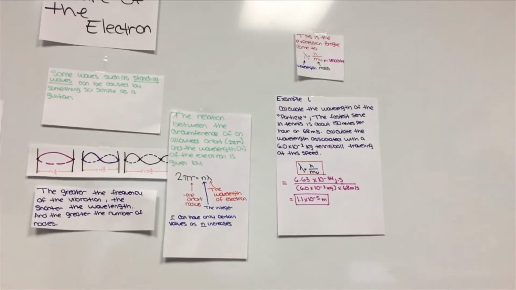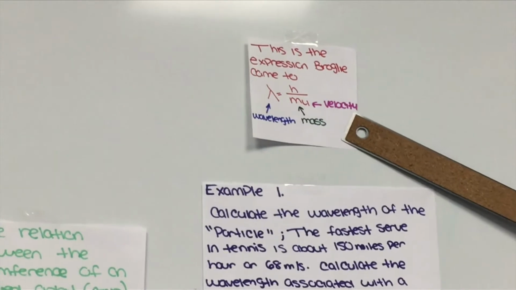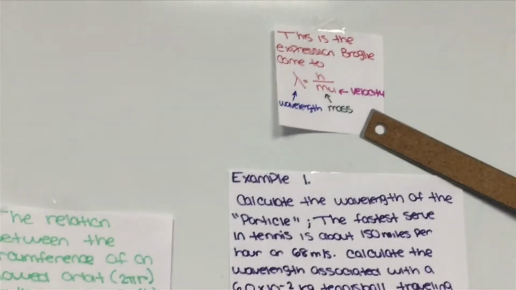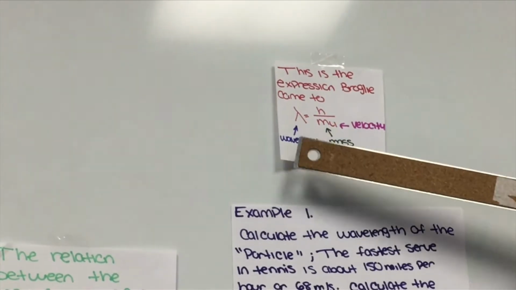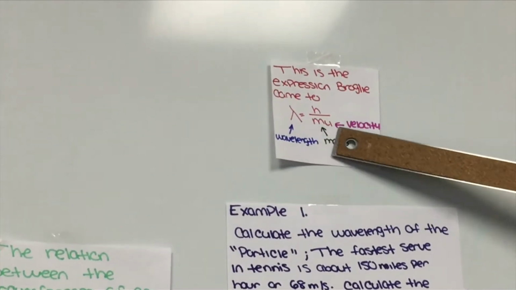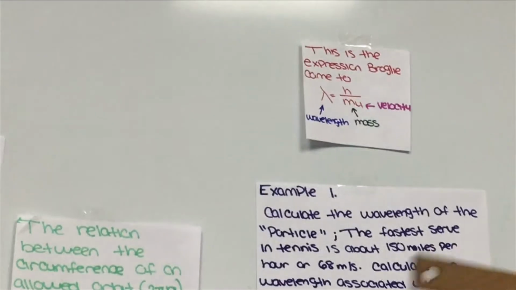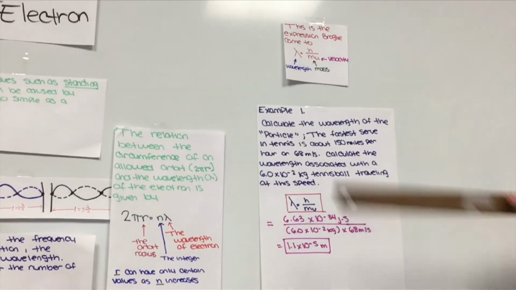De Broglie's reasoning led to the conclusion that waves can behave like particles, and particles can exhibit wavelength-like properties. De Broglie deduced the particle and wavelength properties are related by this expression. Lambda represents the wavelength, u represents the velocity, and m represents the mass. Here's an example on how to use this expression in real life.